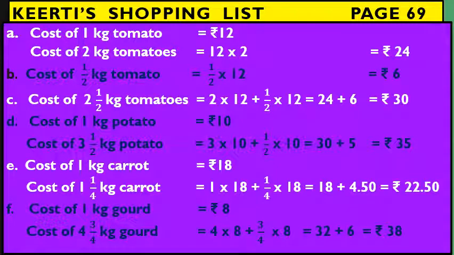Kirti bought a gourd, dudhi, of weight 4 3/4 kg. So its cost will be? 1 kg of gourd cost rupees 8. So 4 kg of gourd will cost 8 times 4, that is rupees 32. Now as 1 kg of gourd cost rupees 8, so 3/4 kg of gourd will cost rupees 6. So 32 plus 6 is rupees 38. So the cost of 4 3/4 kg gourd will be rupees 38.